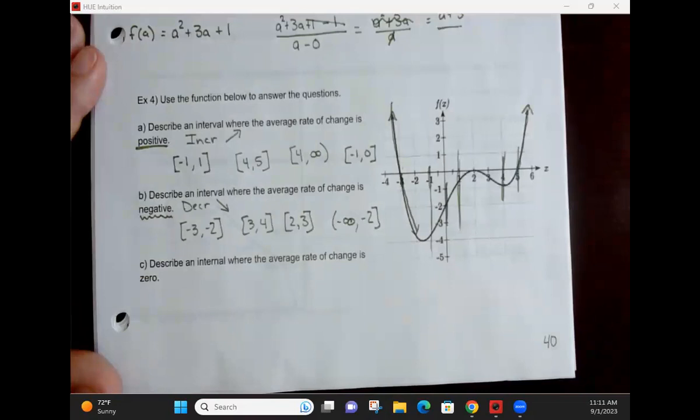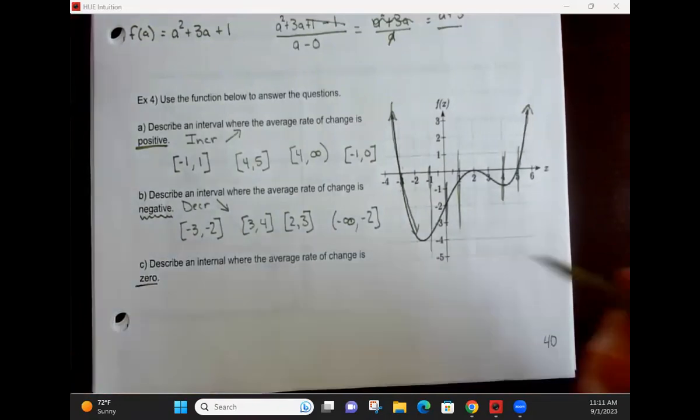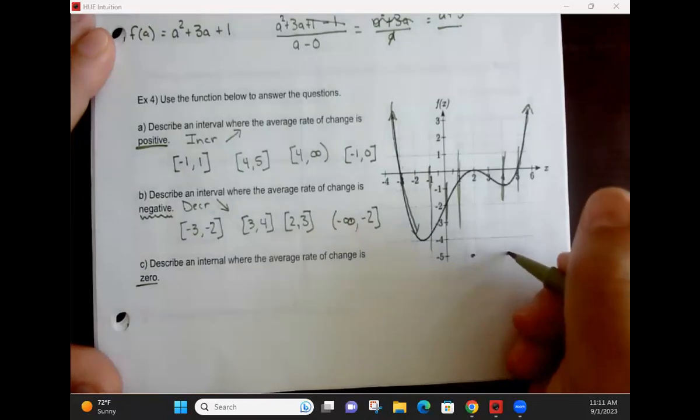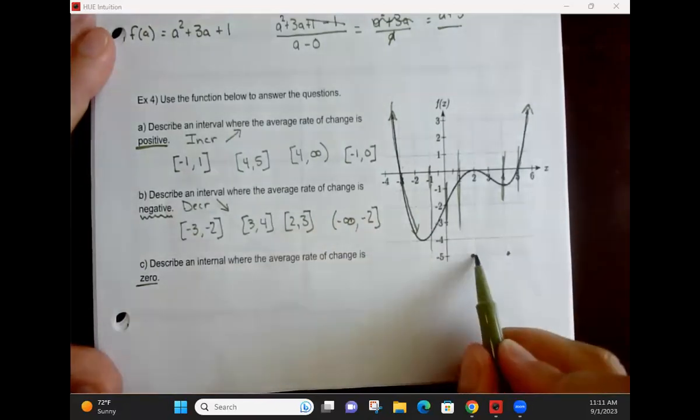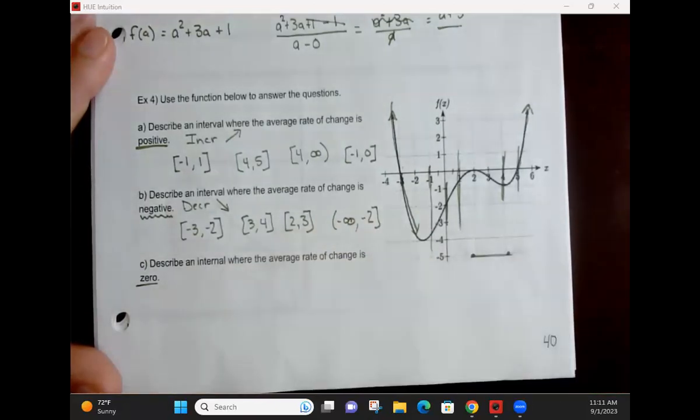And then what about an interval where that average rate of change is 0? We saw a couple examples of that yesterday. Our average rate of change was 0 when we had 2 points that were at the same y value. That gave me something that was horizontal.